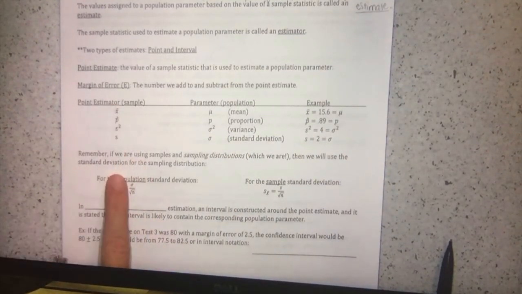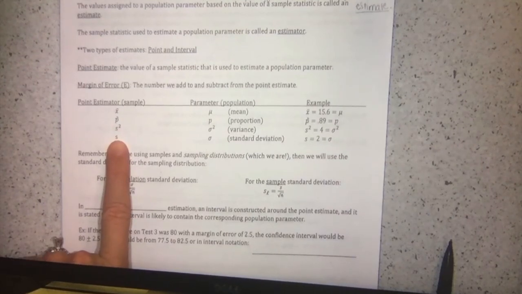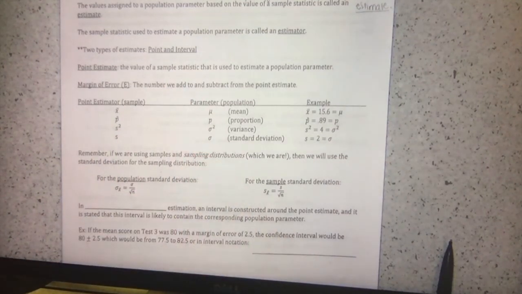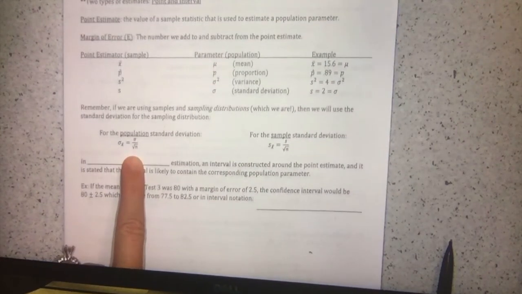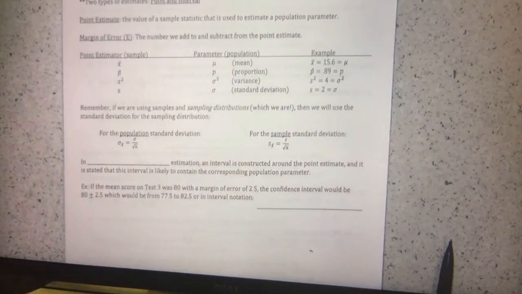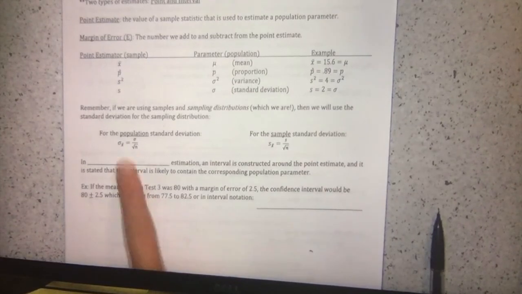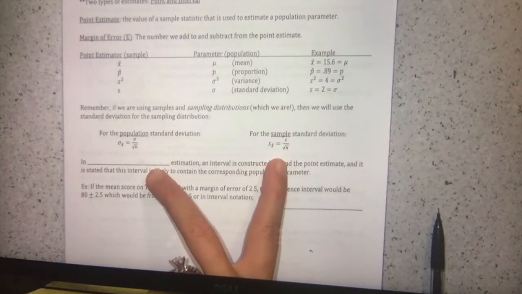So we use these sample estimators to estimate what it would be for a whole population without asking the whole population. Remember, if we're using samples and sampling distributions, which we are in this case, then we'll use the standard deviation from the sampling distribution. So if we have sampling distributions, we have to use this formula that we used in chapter 7. It might have been chapter 6. Anyways, whether it's 6 or 7, to find our standard deviation.